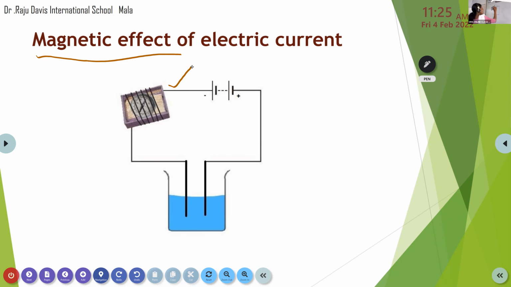Is there any needle? Yes, ma'am. So when electricity passes through the circuit, there is a deflection in this needle. What is meant by deflection? There is a movement of the needle, is it? If the liquid passes electricity, there is a movement of the needle.